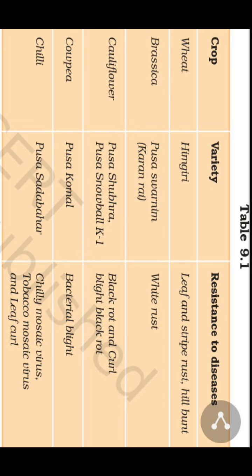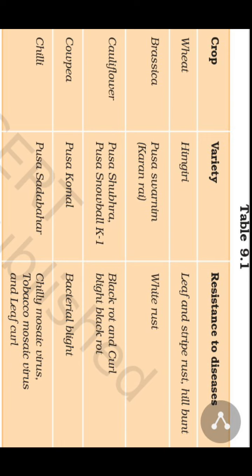You might have seen cowpeas, which are big in size. The variety is Pusa Komal, with resistance to bacterial blight disease. Understand? Wheat and brassica are resistant to fungal diseases. Cauliflower and cowpea are resistant to bacterial diseases. Last one, chili, and the variety name is Pusa Sadabahar.